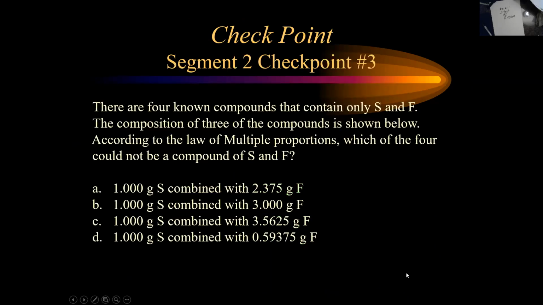Here's your checkpoint on this, and I've given you a similar example with sulfur and fluorine, and now I'm asking you which of these couldn't possibly be a compound of sulfur and fluorine to match the rest of the other 3. Now, unfortunately, you're going to have to try them all, I guess. Try all the ratios to see if you get some that work, and you can then tell which one of those is wrong.